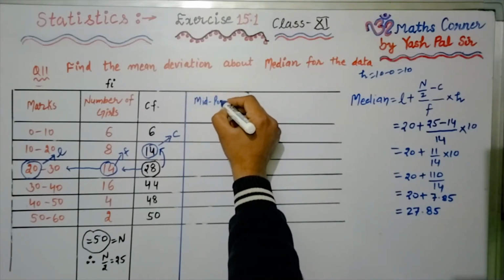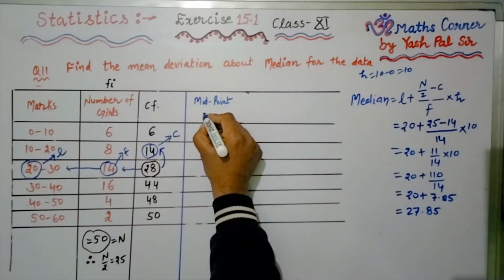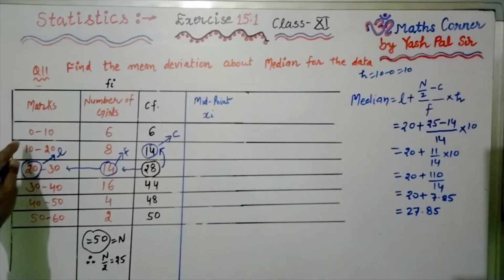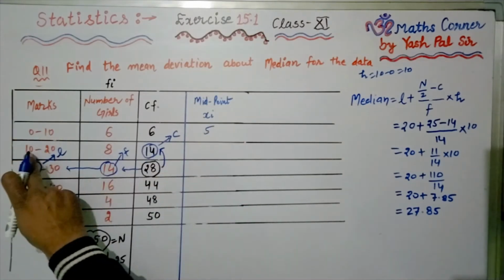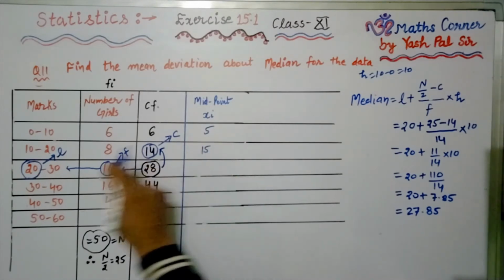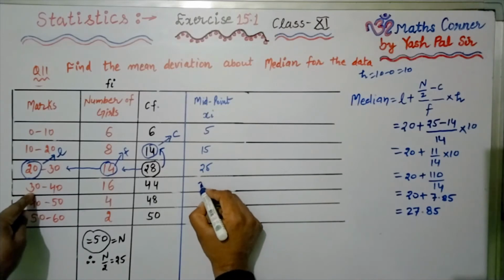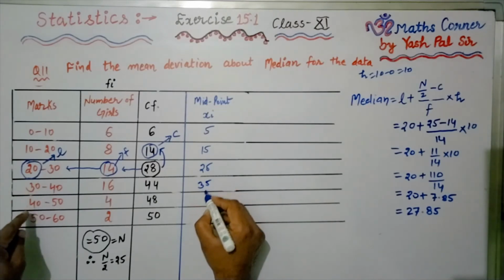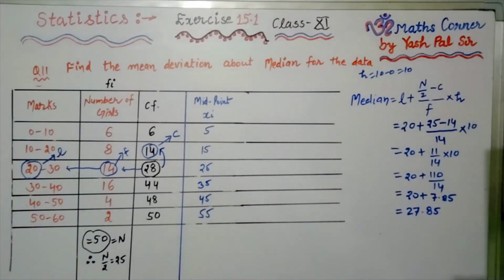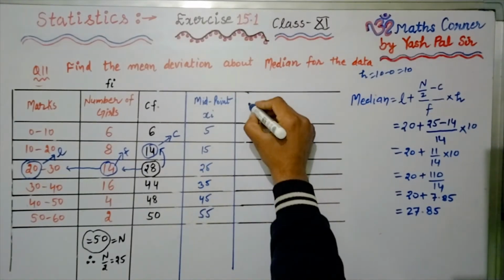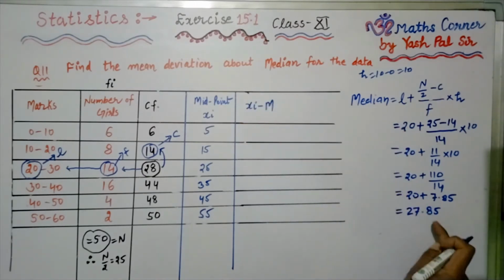Now we find the midpoint of marks, the class intervals, which is named xi. The midpoint of 0 to 10 is 5. Here the midpoint is 15. The midpoint is 25. Here the midpoint is 35, 45, 55, like this.